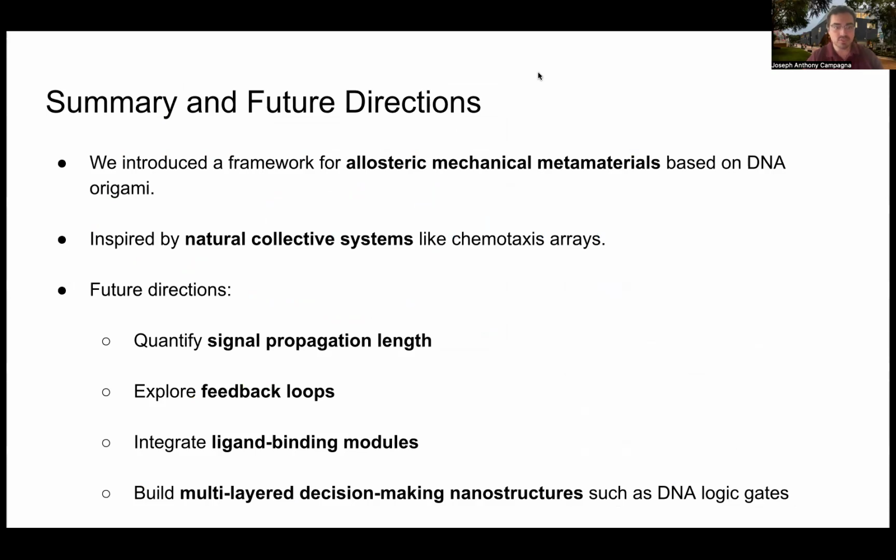So, summary and future directions. We introduce a framework for allosteric mechanical metamaterials based on DNA origami, inspired by natural collective systems like chemotaxis arrays. Future directions: quantify signal propagation length, explore feedback loops within allostery, integrate ligand binding modules, and build multi-layered decision-making nanostructures such as DNA logic gates like the Douglas lab does in, I believe, ASU.